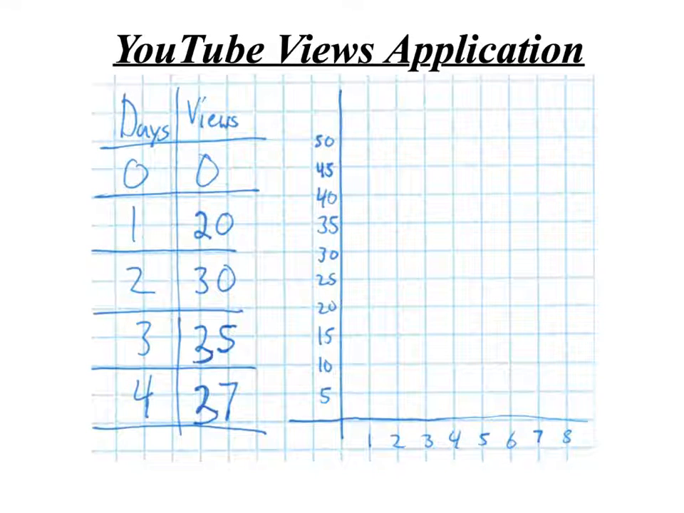So if we look at this page, we are doing an application of YouTube views. What I mean by YouTube views is if you have a YouTube video, on day 0, you have no views. But after day 1, you have gotten 20 views. On day 2, you have now accumulated 30 views, so do you understand you gained 10 more views right here? On day 3, you now have 35 views, which is 5 more. And do you see a pattern? Do you see kind of what's going on, hopefully?